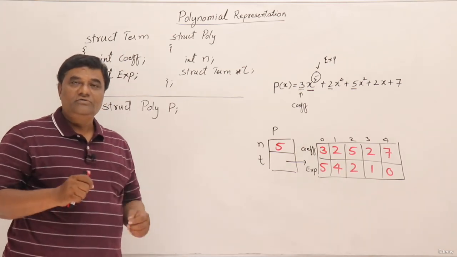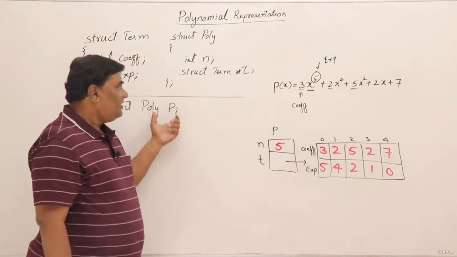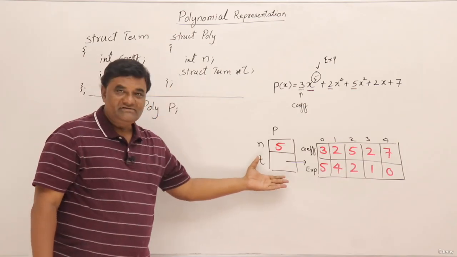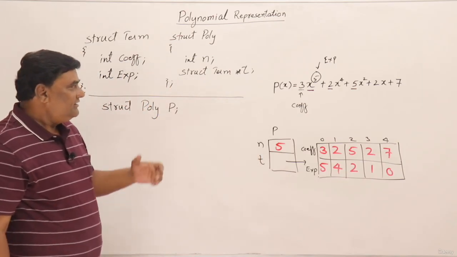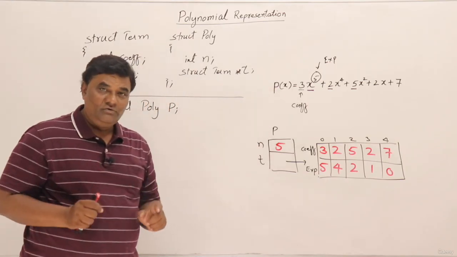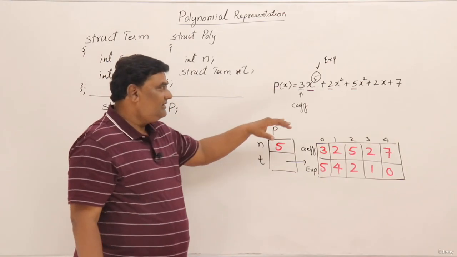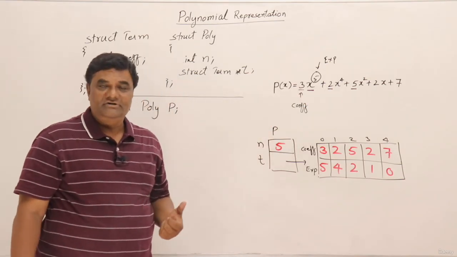Now let us see how to evaluate the polynomial. Already we have a polynomial P of this structure, and this is how it is holding the data. Now how to compute that? If the value of x is known, then how can we get the single value, that is the answer, the result of this polynomial?